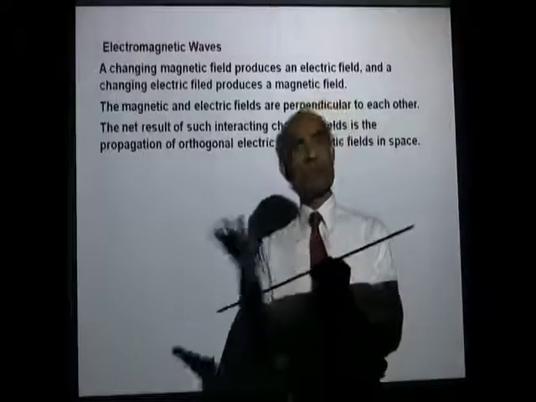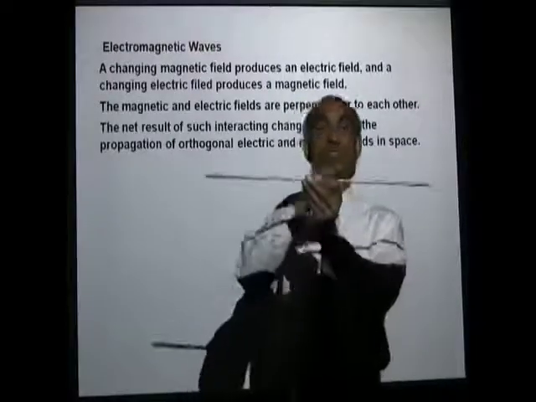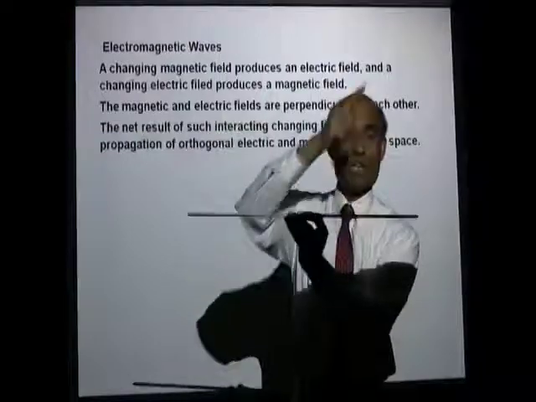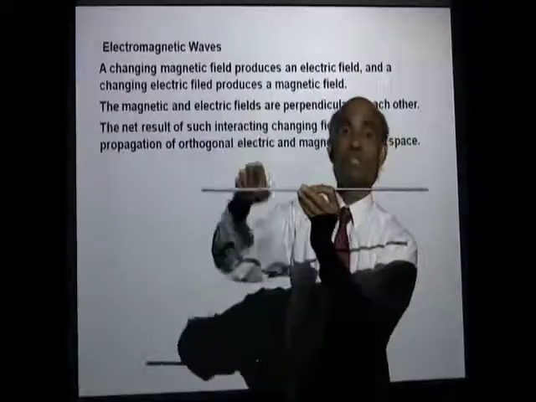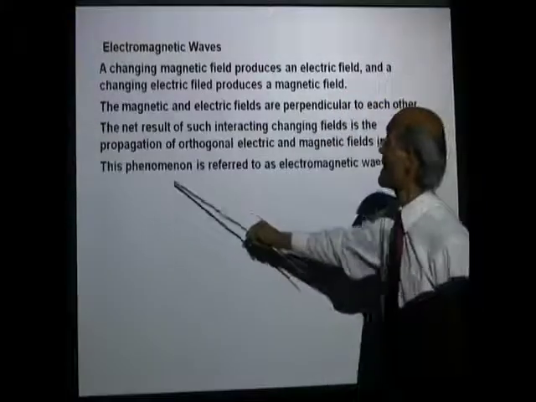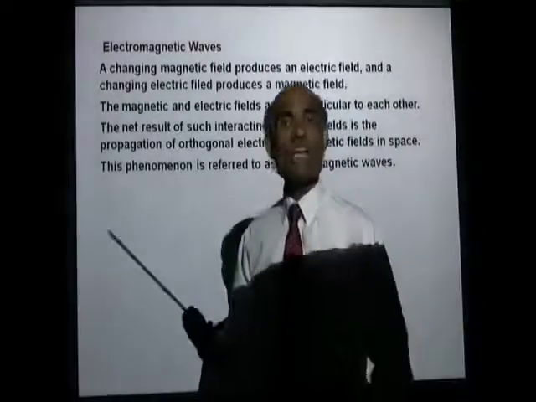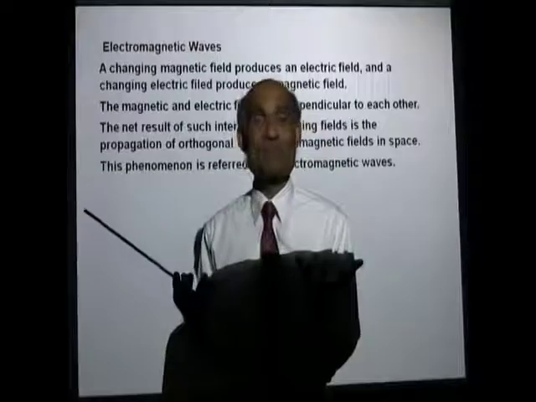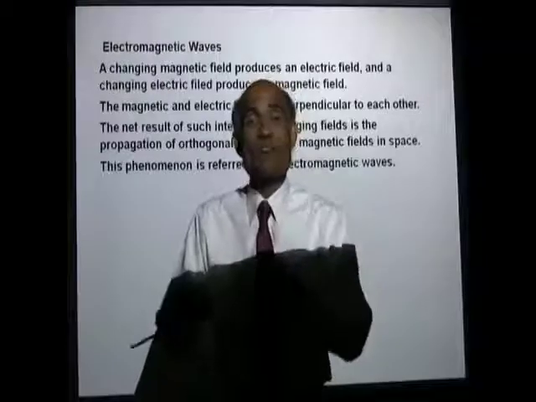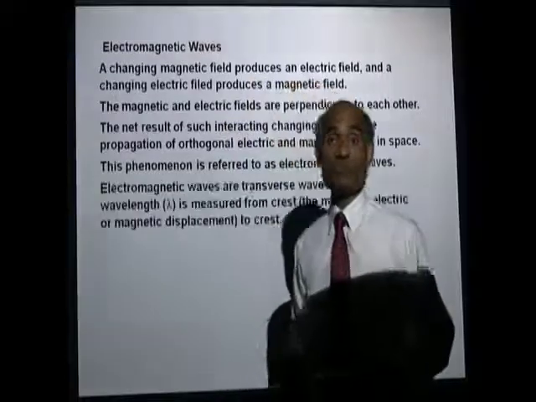Now, what's the meaning of orthogonal electric and magnetic fields? Well, orthogonal, of course, means perpendicular. That means if the magnetic field is propagated horizontally, the electric field is propagated vertically. These two fields are perpendicular to each other. Now, this phenomenon is referred to as electromagnetic waves. So what is the phenomenon of electromagnetic waves? Electromagnetic waves are simply propagation of electric and magnetic fields which are at right angles to each other.